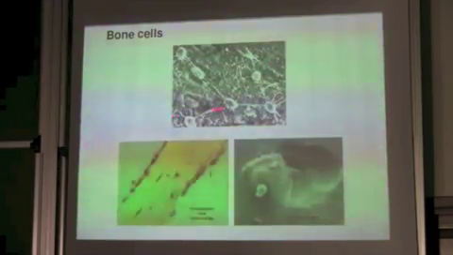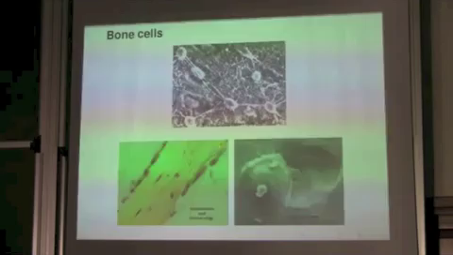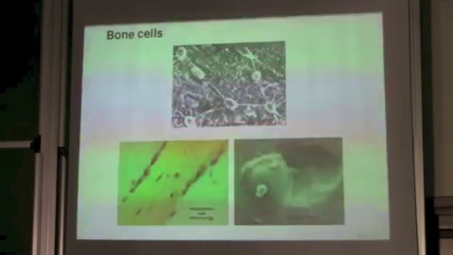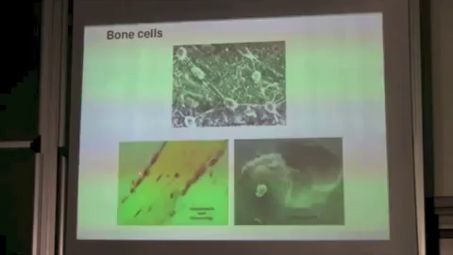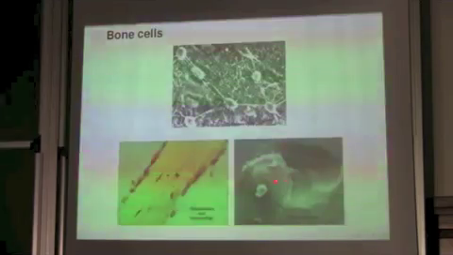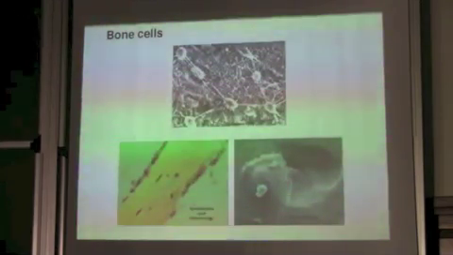So these cells, osteocytes, form a very complex network, and they send signals to the other cells, the actor cells. These cells are osteoblasts, which are the cells that build the bone tissue, and osteoclasts here, which resorb the bone.